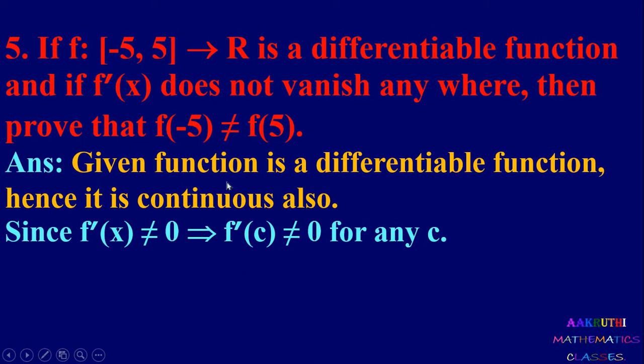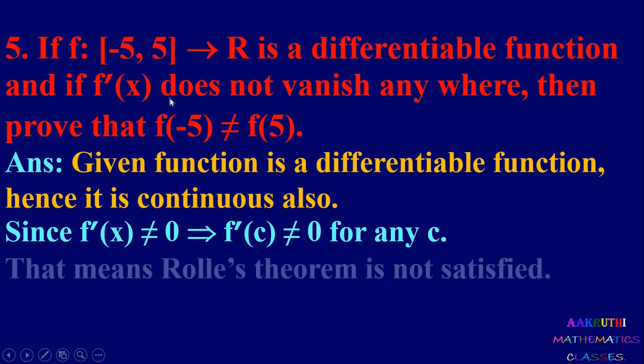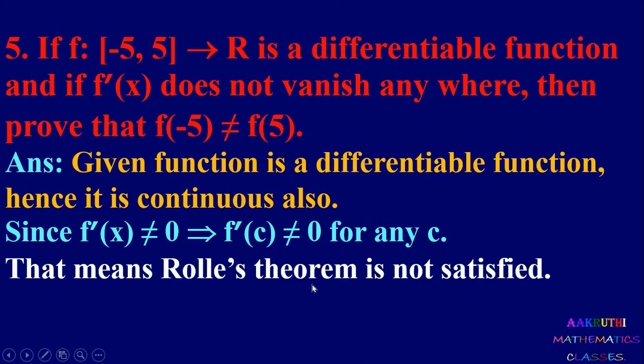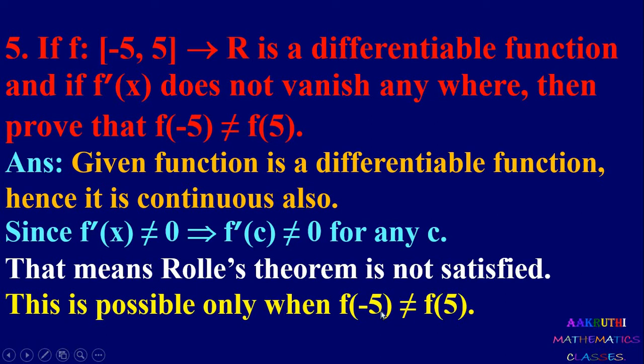So now here first two conditions of Rolle's theorem are satisfied. A function is continuous and function is differentiable. If all conditions of Rolle's theorem are satisfied, then f dash c should be 0. So since f dash c is not equal to 0, all the conditions of Rolle's theorem are not satisfied. That is f of minus 5 should not be equal to f of 5. So since Rolle's theorem is not satisfied here, f of 5 is not equal to f of minus 5.